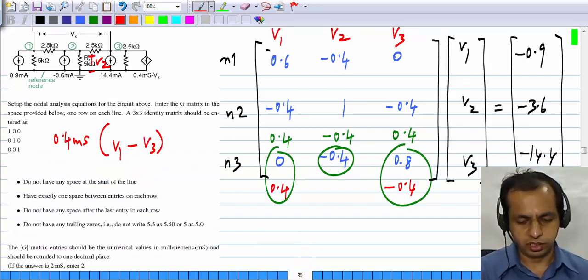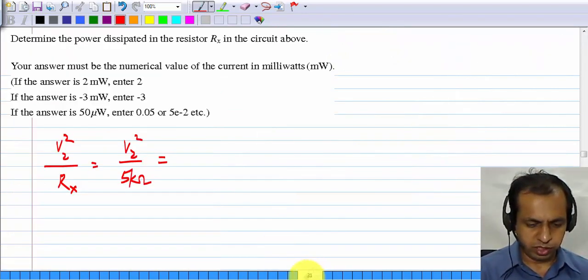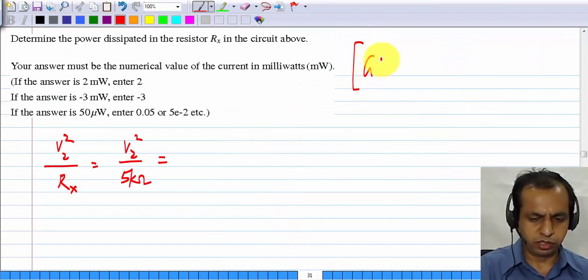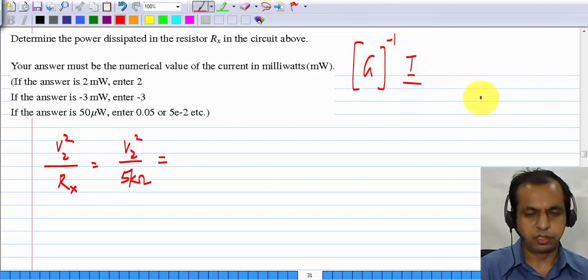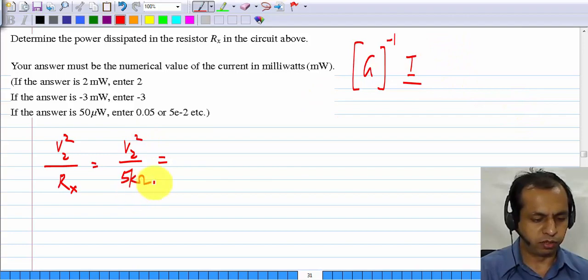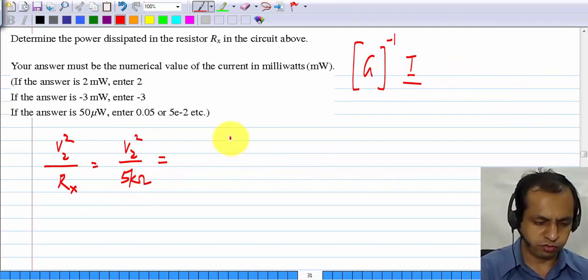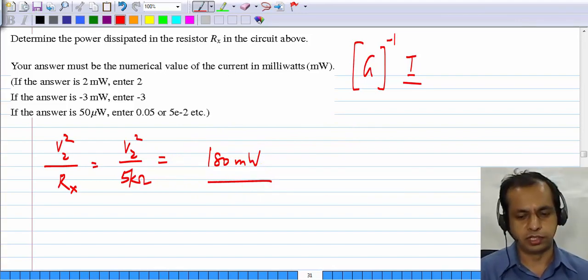So that's what it's going to be. By inverting the G matrix and multiplying it with the current vector, you will get all the voltages. From that you find V2 and you calculate V2 square by 5 kilo ohms, and you will find that it is 180 milliwatts. Okay, so that's the answer.